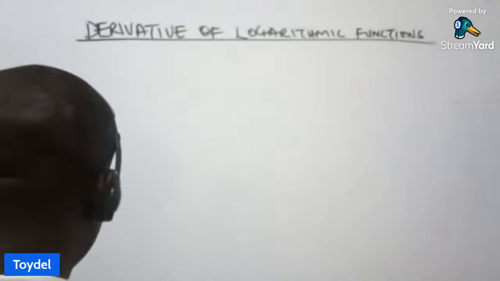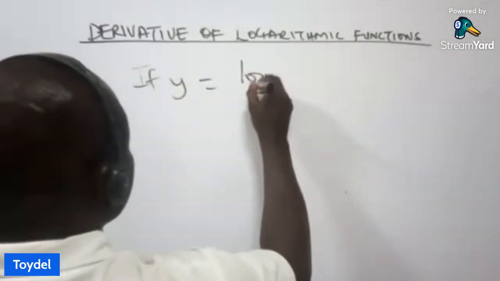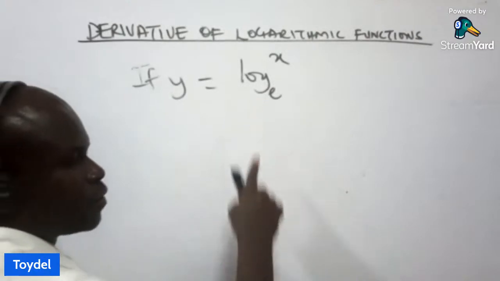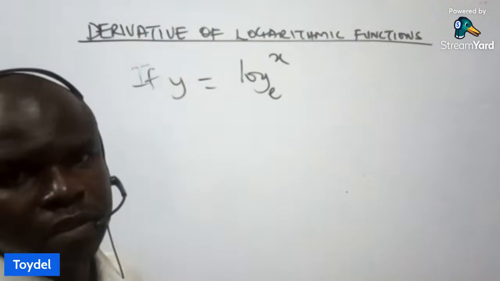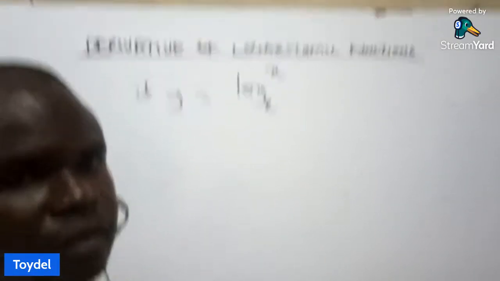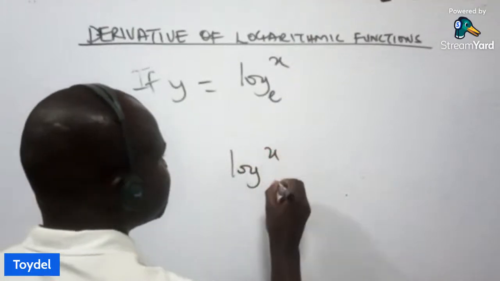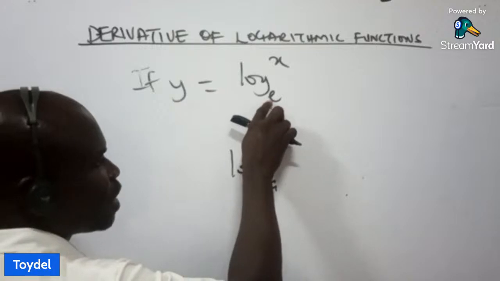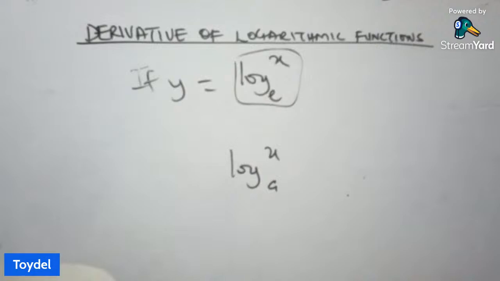logarithmic functions. We know that if y is equal to log x base e, this is called the natural logarithm. Please, you can check my video on logarithm and logarithmic equations, so that we have proper understanding about logarithm. We can have log x base a. This is the logarithm. But when the base is e, it is a natural logarithm. E has its own value.